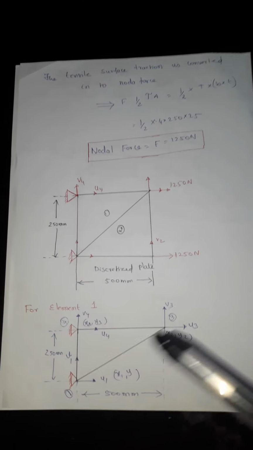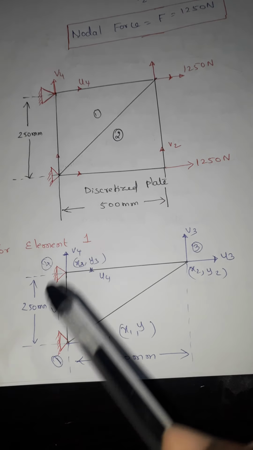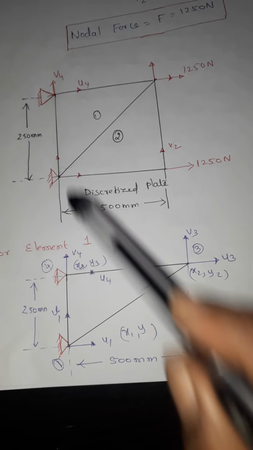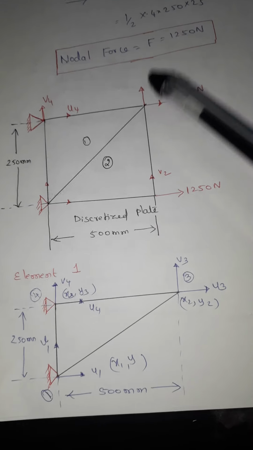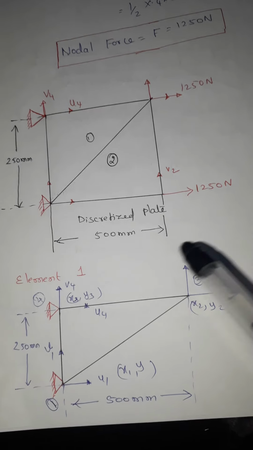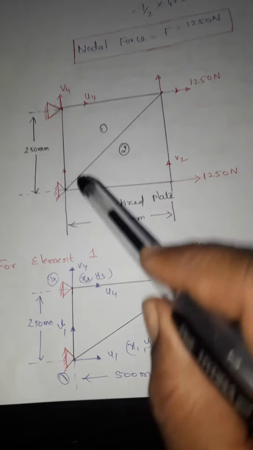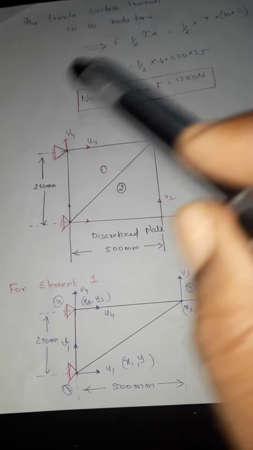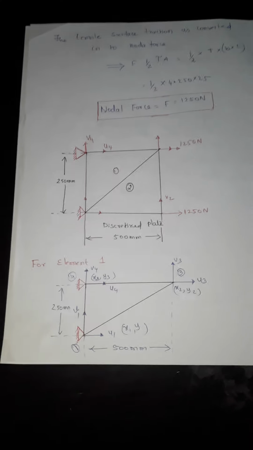Now we have to take up element 1. See element 1: here there will be no displacements, and here there will be displacements. So u1, v1; this is the 4th node, so u4, v4; this is the 3rd node, so u3, v3; this is u2, v2. So I am going to tick this part, which means nodes 1, 3, 4. I am going to concentrate on the 1, 3, 4th nodes, and for this I am going to develop the stiffness matrix.